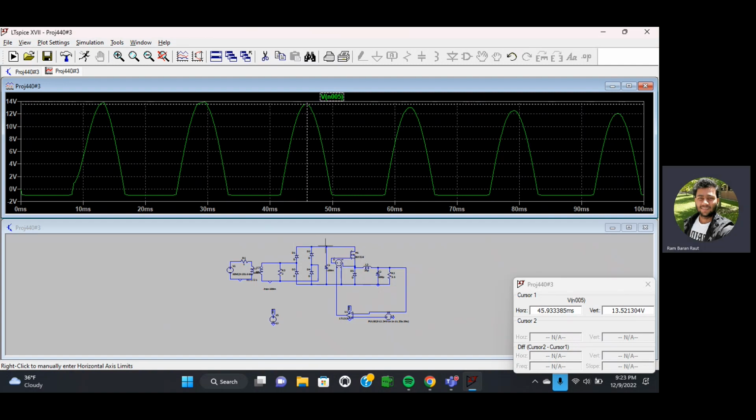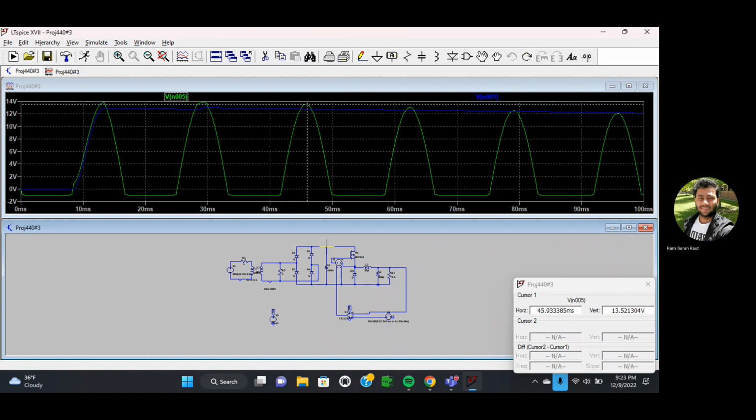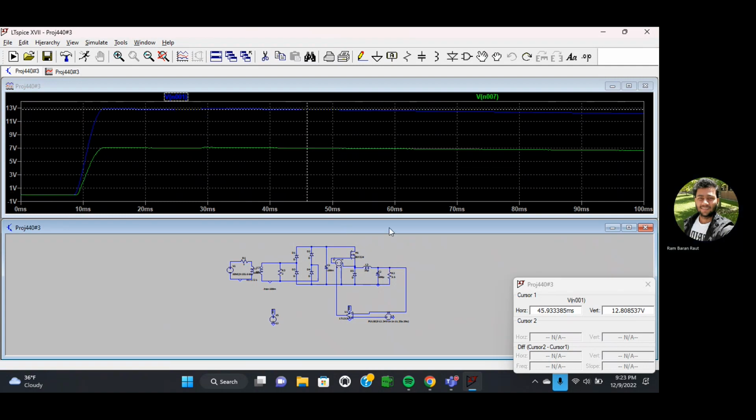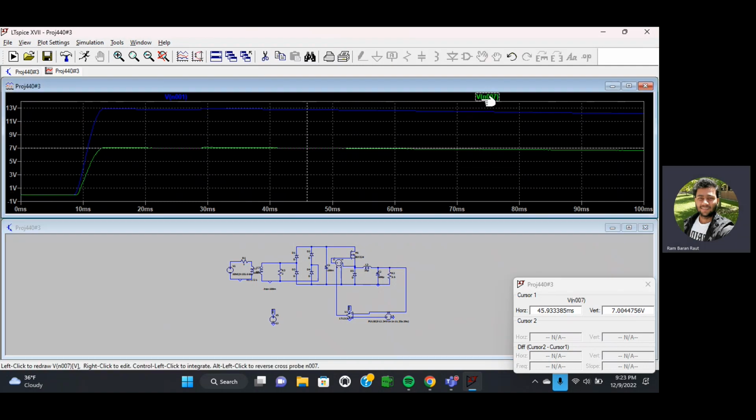So over here, how much do we have? We have 12.8 volt over here. This is DC volt. So this is rectified DC voltage, 12.8. And to measure here, how much are we getting? Here we are getting 7 volt. You see, exact 7 volt.